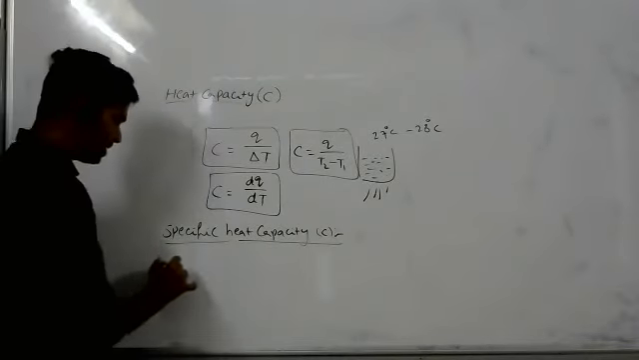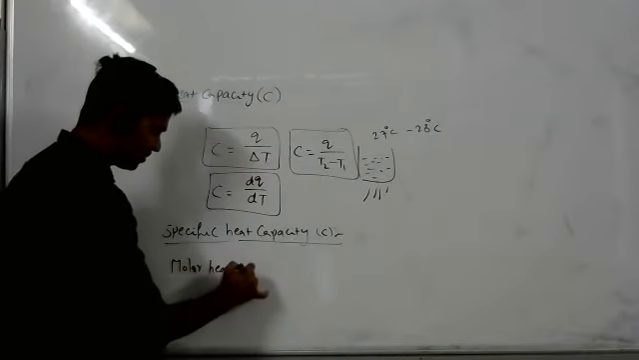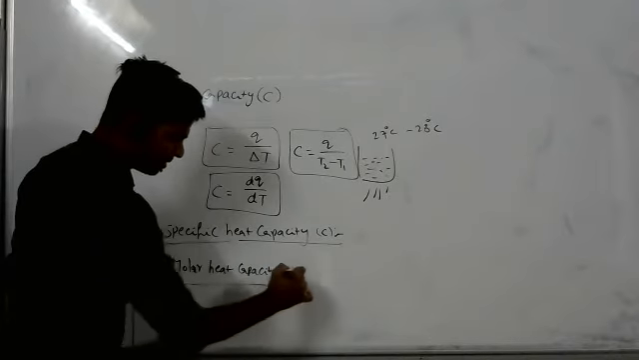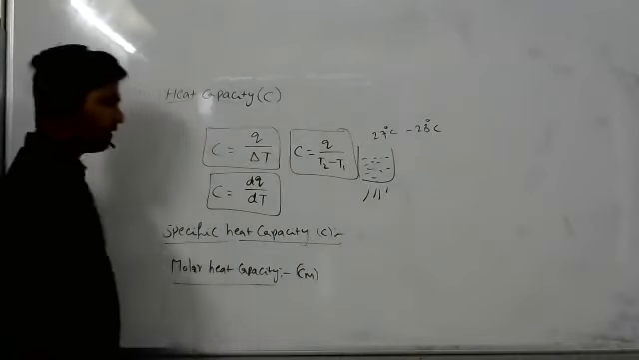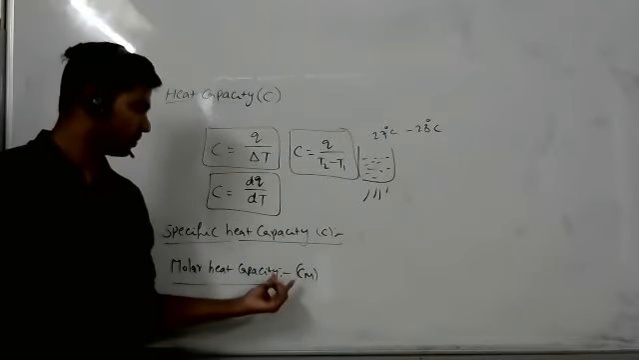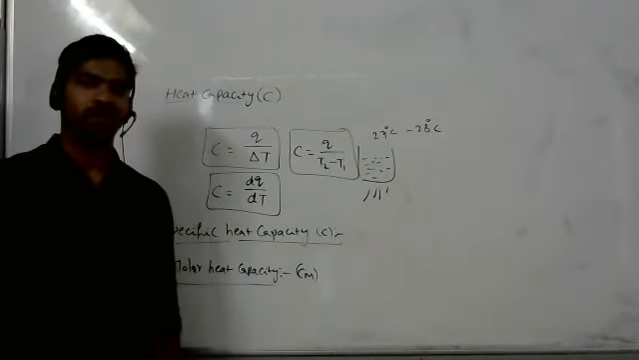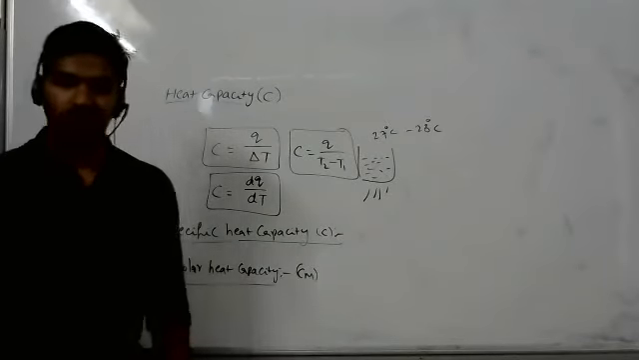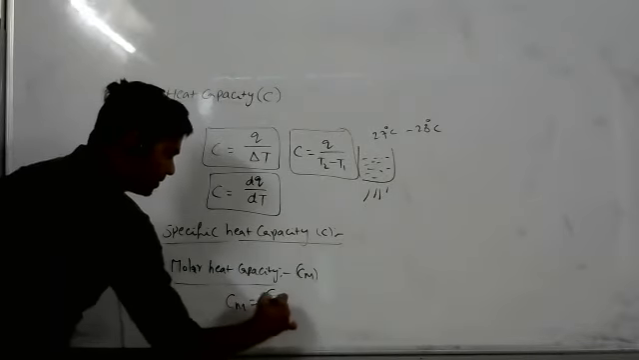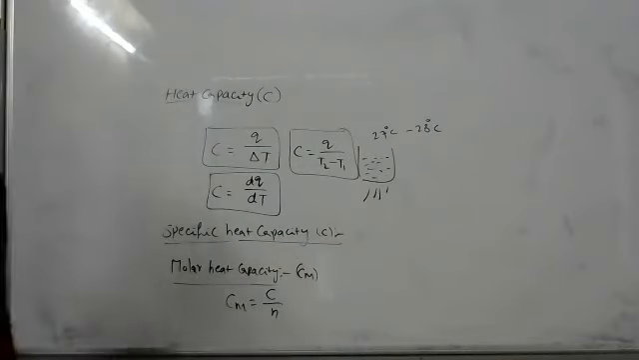Next one, molar heat capacity. I think you are able to tell this definition. Molar heat capacity. Sir, through 1 mole. Very good, 1 mole. This is denoted with I think Cm. The amount of heat required to raise the temperature of 1 mole of a substance through 1 degree centigrade, it's called molar heat capacity. Okay, first of all, write the definition and we'll solve problems. Having formula Cm is equal to C by n. This refers to heat capacity divided by number of moles.